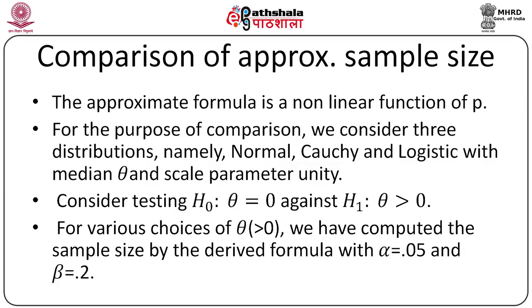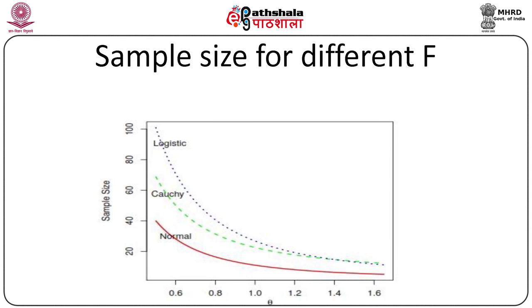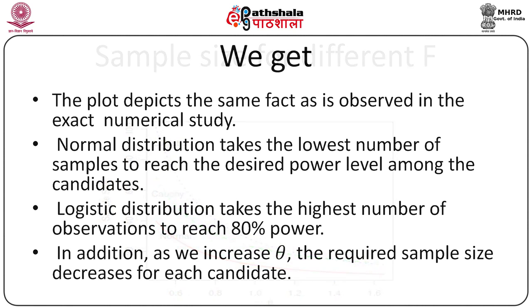The median for each distribution is taken as theta and scale parameter unity. Then consider testing theta equal to 0 against theta greater than 0. For various choices of theta, we have computed the approximate sample size with alpha as 5% and power as 80%. The approximate sample size for different distributions and for different theta is plotted in the next page. The plot depicts the same fact as observed in the exact numerical study.